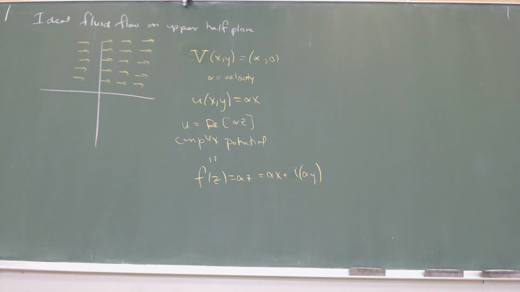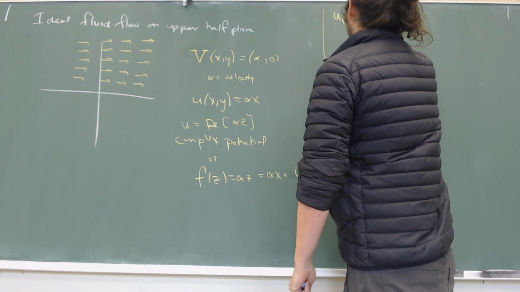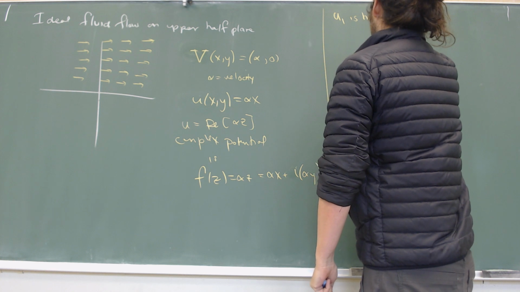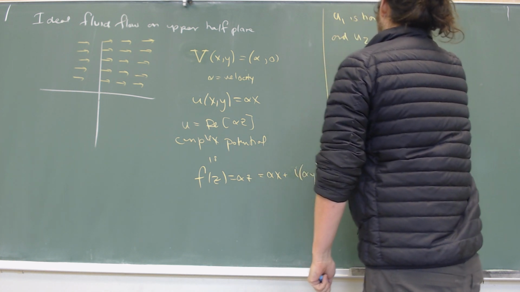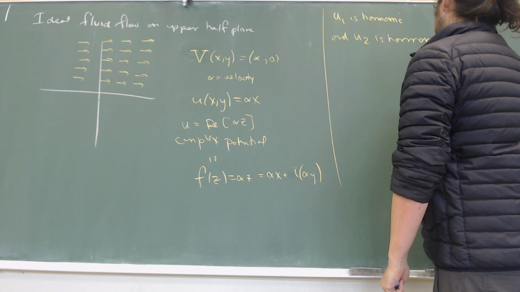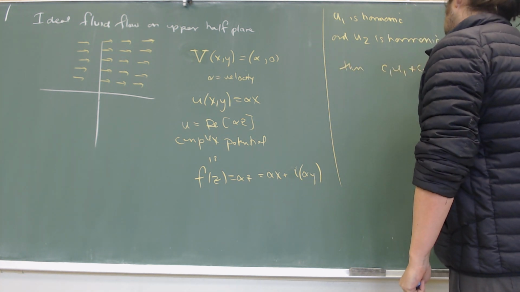Okay. So one feature that harmonic functions have is that if u1 is harmonic and u2 is harmonic, then linear combinations of u1 and u2 remain harmonic.